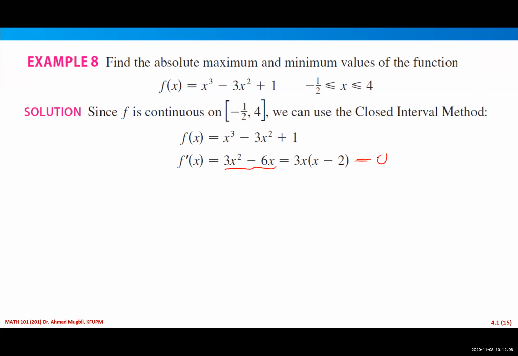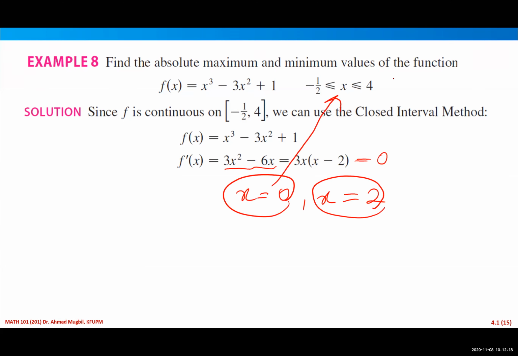Now when this equals 0, this means that x is what? x is 0 or x is 2. You need to check, Shabab, don't forget that. You need to check, are they inside this interval or not? Are they or not? x equals 0, is it there? Yes. x equals 2 is there.